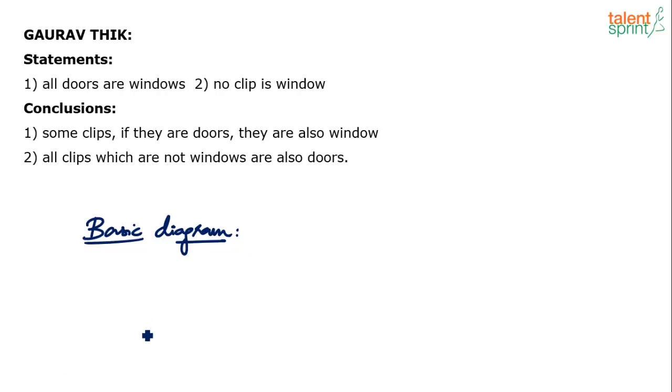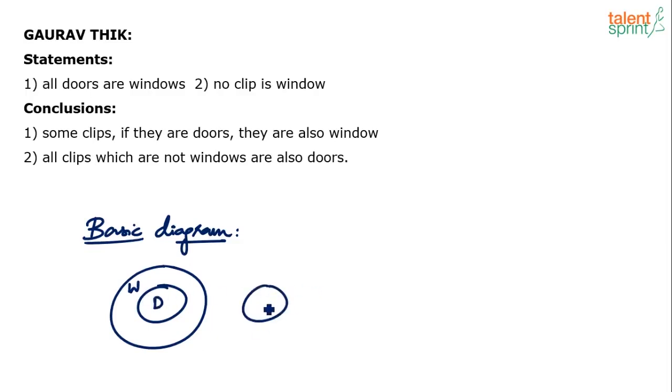All doors are windows. No clip is a window. That's a basic diagram. All the doors are inside windows. And no clip is a window, so clips and windows will not overlap each other. That's the reason we have put these cross marks, right?